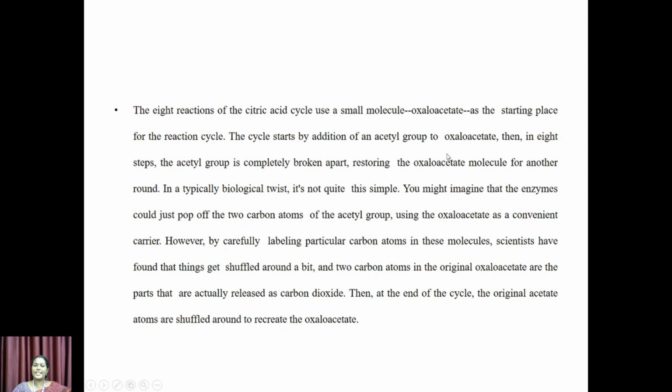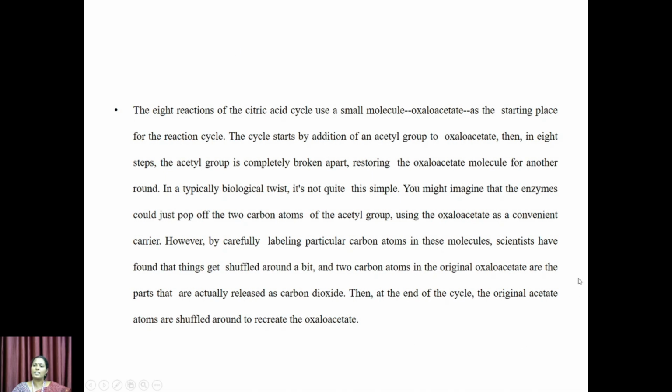Stepwise reactions involved in the TCA cycle. As I already told, there are 8 reactions in the metabolic reactions of the Krebs cycle. The 8 reactions of the citric acid cycle begin with a small molecule, oxaloacetate. This is the starting place in the reactions of the cycle. The cycle starts by addition of an acetyl group to oxaloacetate. Then in 8 steps, the acetyl group is completely broken down, restoring the oxaloacetate molecule for another round.